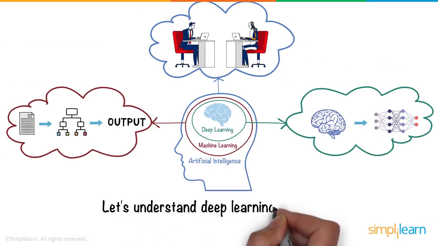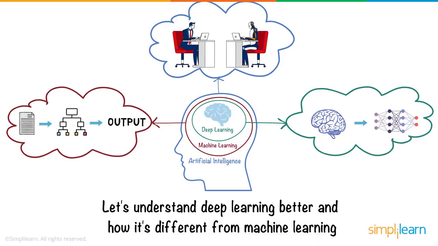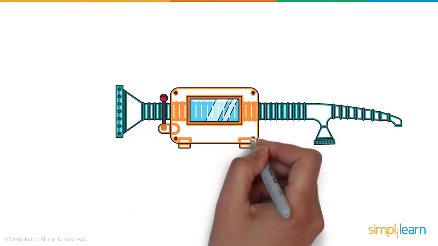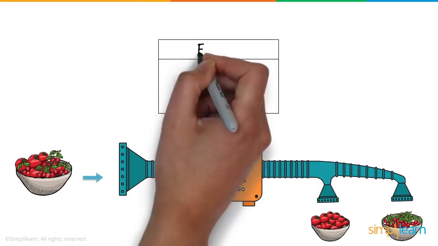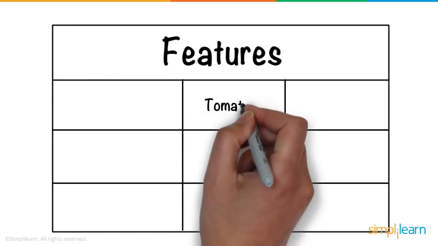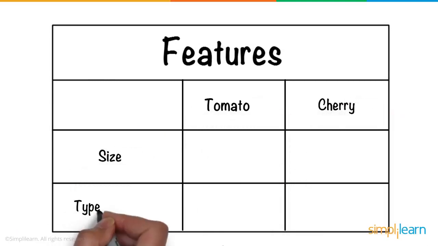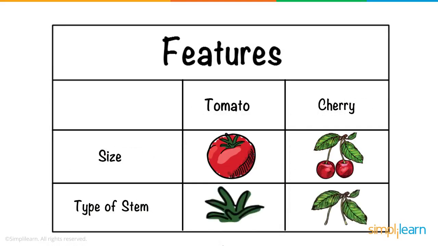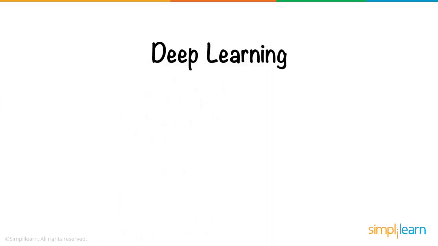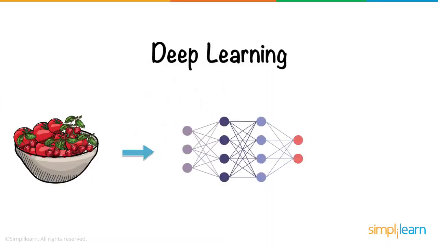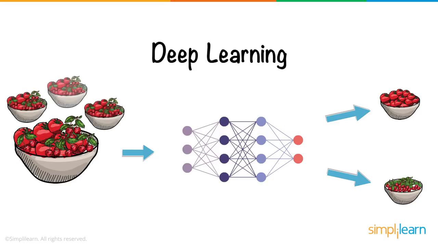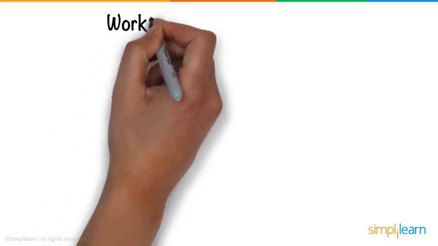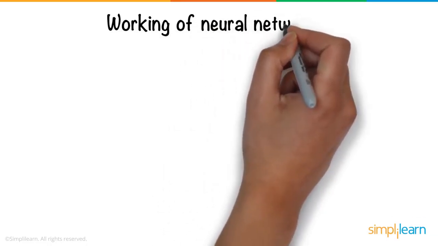Let's understand deep learning better and how it's different from machine learning. Say we create a machine that could differentiate between tomatoes and cherries. If done using machine learning, we'd have to tell the machine the features based on which the two can be differentiated. These features could be the size and the type of stem on them. With deep learning, on the other hand, the features are picked out by the neural network without human intervention. Of course, that kind of independence comes at the cost of having a much higher volume of data to train our machine. Now, let's dive into the working of neural networks.